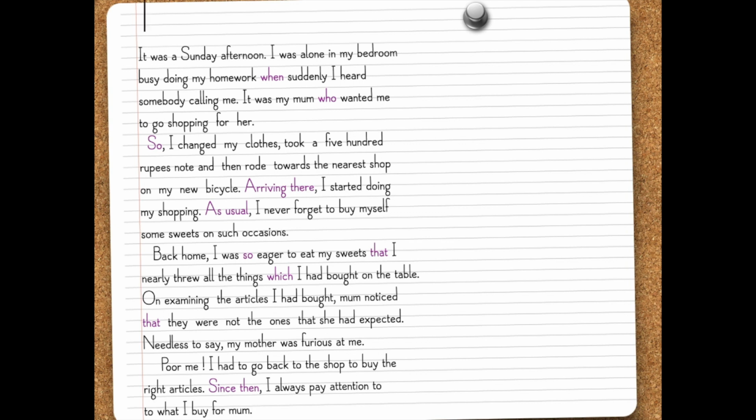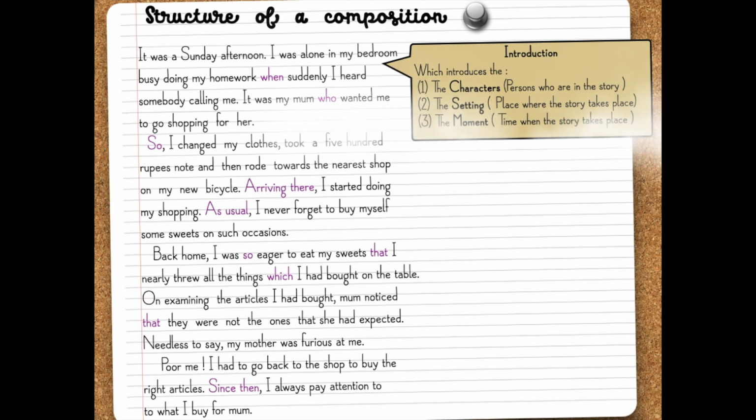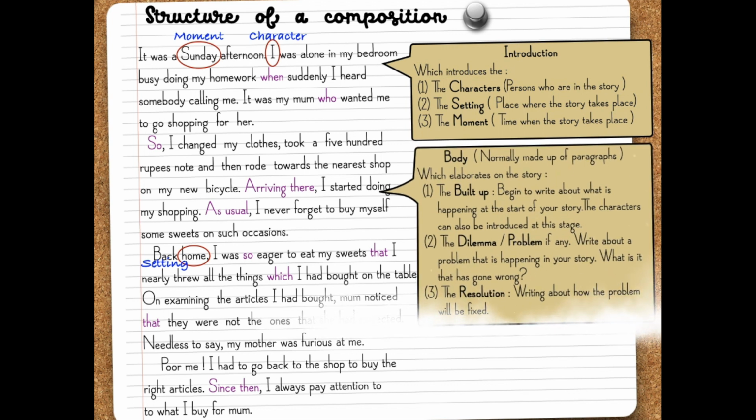As far as the structure is concerned, the composition consists of three main parts: the introduction, body, and conclusion. First is the introduction, which introduces the moment, which is the time the story takes place, the character, that is the person involved in the story, the setting, which is actually the place where the story occurs. The next part is the body, which is in fact the main part of the story and is normally made up of paragraphs.